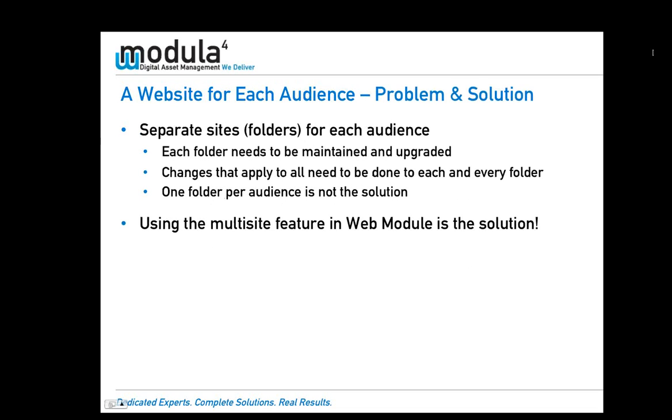Typically, when you create a website for each audience, you would have separate folders that would contain all of the material for each site. There's a problem with that, though, which is that each folder needs to be maintained and upgraded individually. And any changes that you want to make for all of the sites, you would need to do one at a time in each of those folders. So really, one folder per audience isn't the solution. But using the new multi-site feature in Web Module is the solution. It makes all of this much easier to manage.